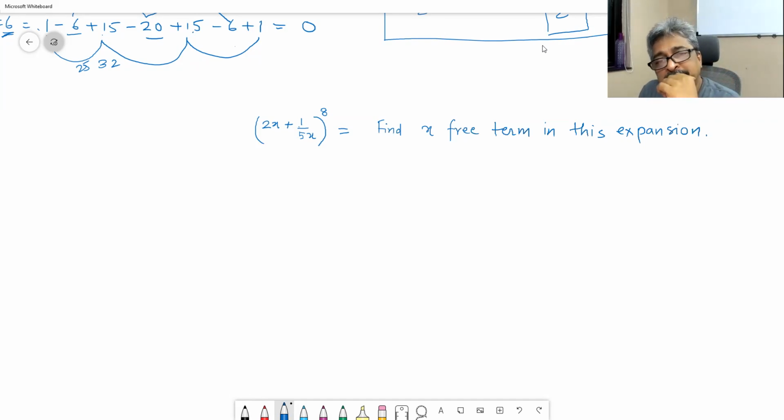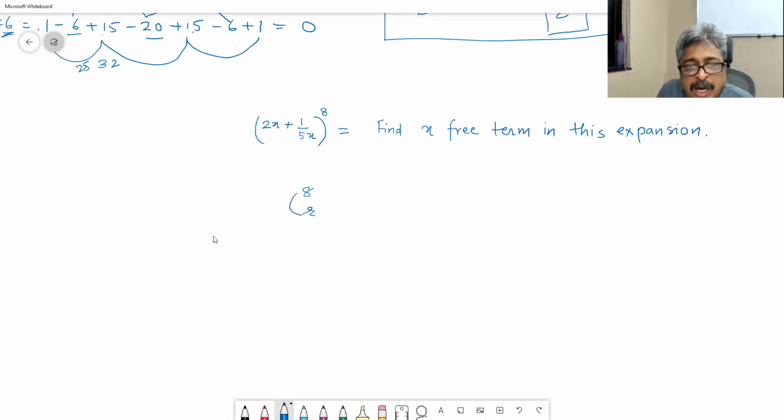What will be the term which will not have x? Many terms will have x. Rather, the majority of the terms will have x. Only one term will be there which will not have x in it. What is that term? Numerical value of that term. Now, what is our general term?